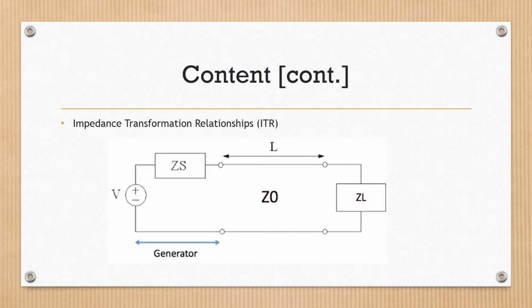Then we're going to introduce one important parameter of the transmission line, which we call the impedance transformation relationship. This tells us what the impedance would be at some position on the transmission line if a particular load is appended at the other end. So if I consider my ZL appended on the transmission line, and I want to identify the value of the impedance at the generator end, then we use this impedance transformation relationship to identify the value of the input impedance at the generator end.